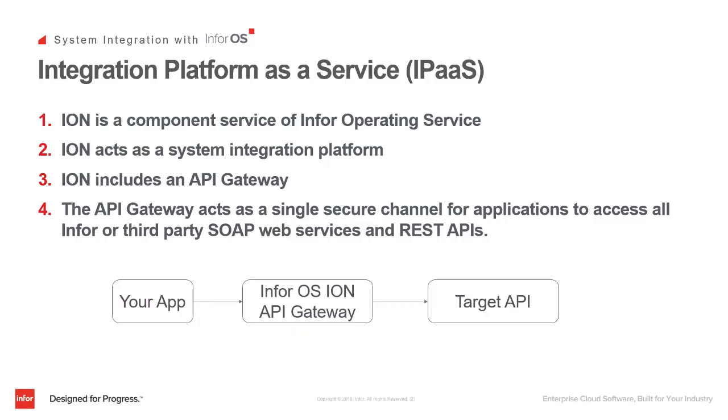Now, ION is a component service of the Infor operating service, or Infor OS, and ION acts as a system integration platform. ION includes an API gateway with those services, and an API gateway acts as a single secure channel for applications to access all Infor and even third-party SOAP web services and RESTful APIs.